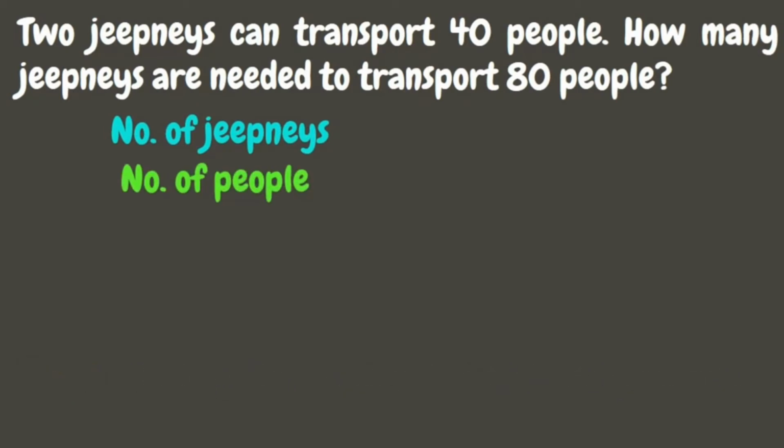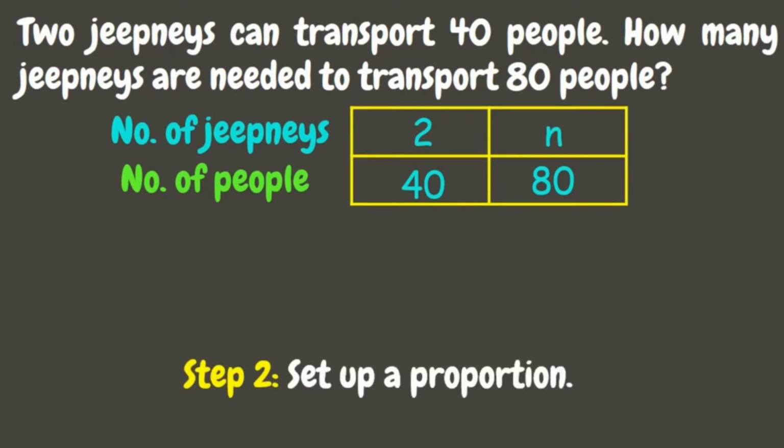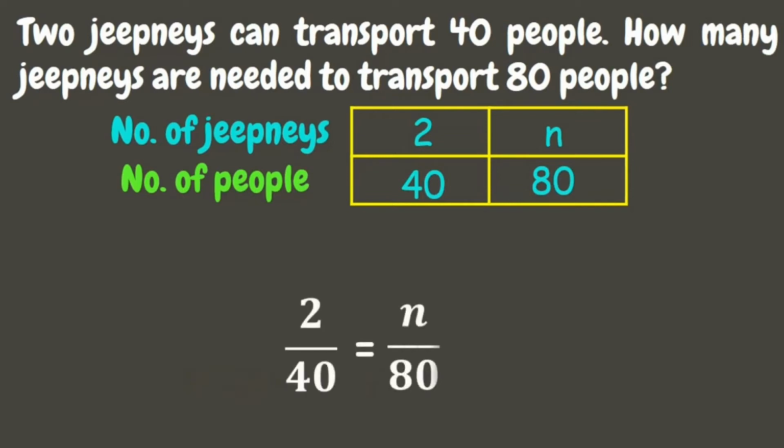Now we try to draw a table and fix these values into the table. For example, 2 is proportional to 40 and 80 is proportional to n, where n represents the number we are looking for. So step 2 is to set up a proportion: 2 over 40 is equal to n over 80.